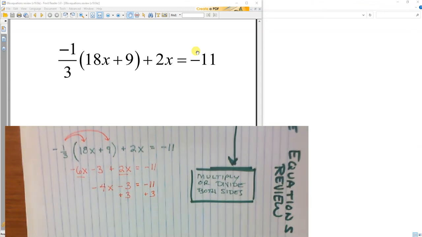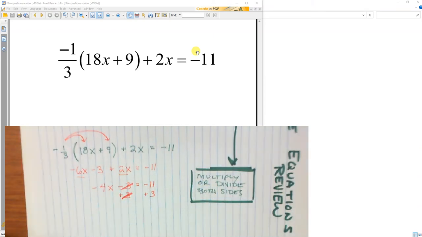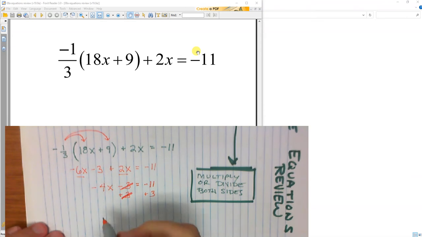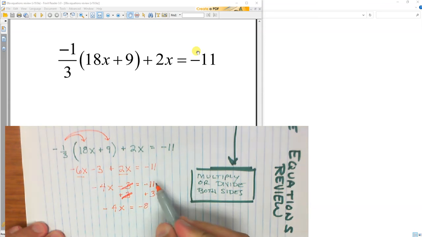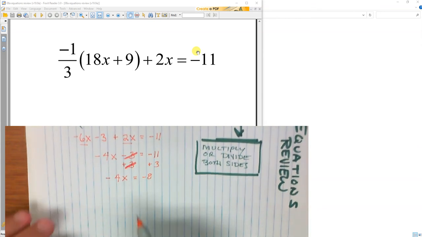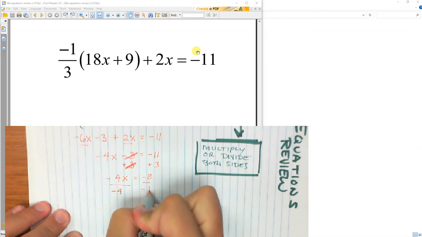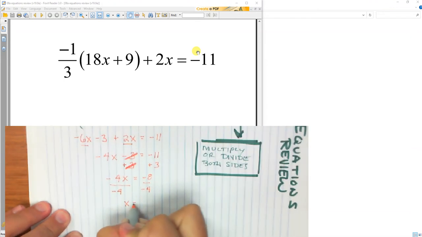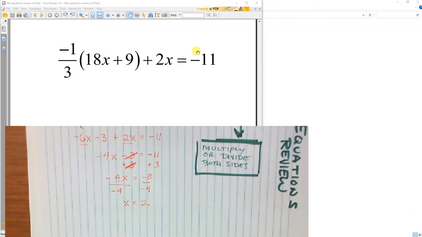Where's my red marker of death and destruction? That gives me negative 4x equals negative 8. Same sign, add and keep. Different signs, subtract. Keep the sign of the higher number. And then it comes down to dividing both sides by negative 4. X equals positive 2. So just follow that flow map.